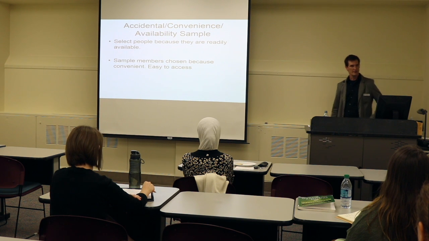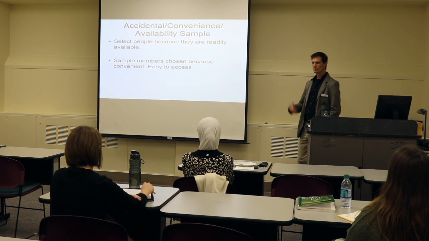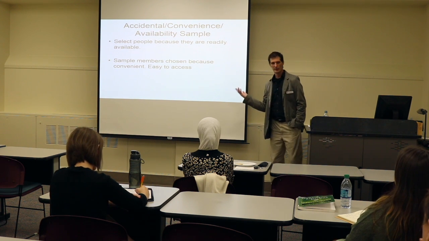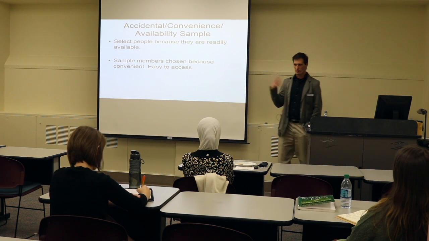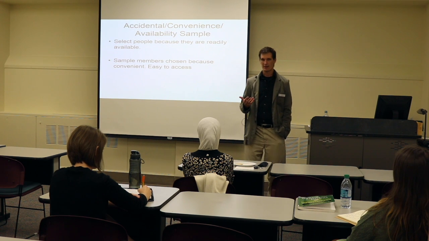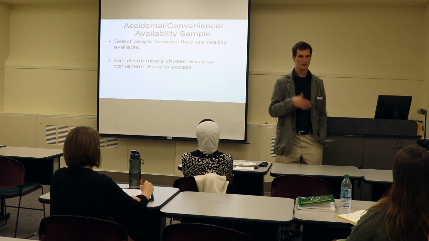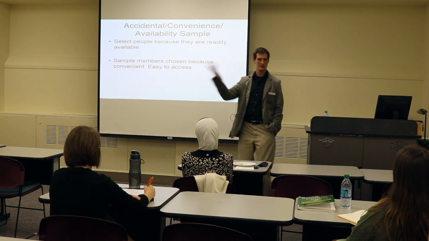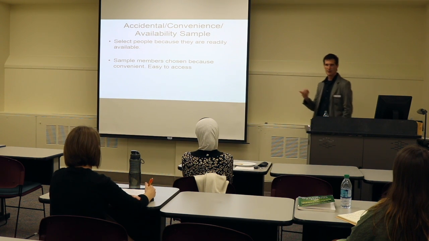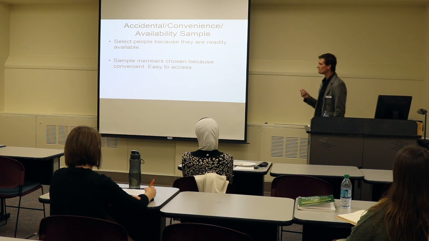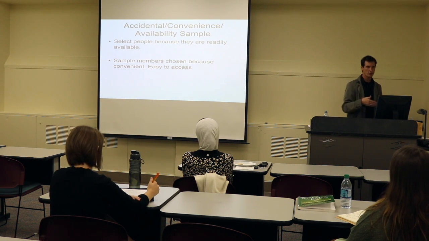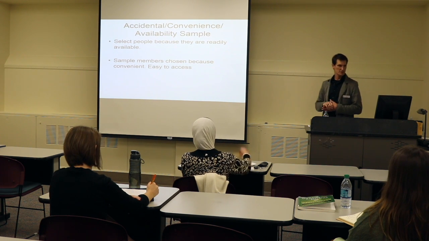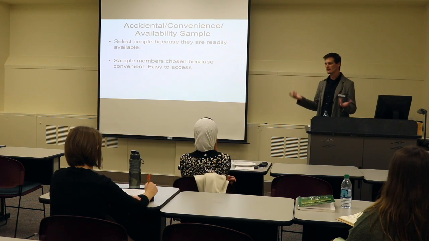Then we also have the accidental or convenience sample, or sometimes referred to as an availability sample. This is probably the most common of all of the non-probability sampling strategies used, the use of volunteers. We put an ad in the newspaper and include into our sample whoever happens to respond. So we're selecting people because they're readily available. We sample the members chosen because it's convenient, they're easy to access.